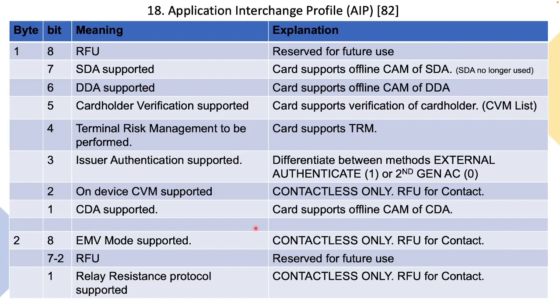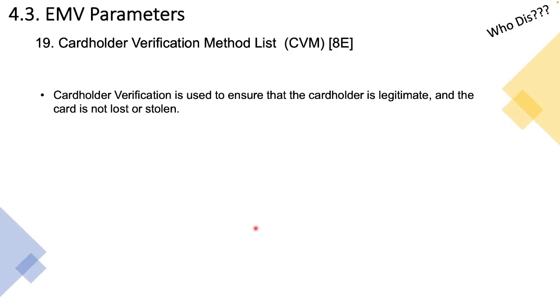We're moving on. What you notice is, as you progress along with EMV parameters, the subject matter is gradually getting a bit more complex, and that's exactly the case when we move over to the next slide, because we're about to start with cardholder verification method. Okay, so we are going to speak about the CVM list, and this is tag 8E.